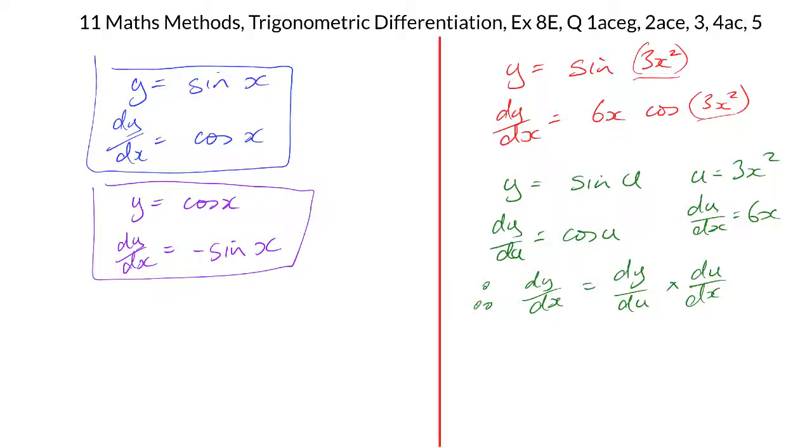Okay, you should be experts on the chain rule. And so, of course, dy/du is cos u, which is, of course, cos 3x squared, and du/dx is 6x. And again, to write it in a different order, 6x cos 3x squared. Okay, there's the basis. I'll do a couple more.